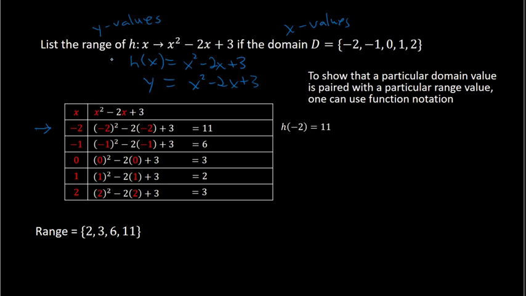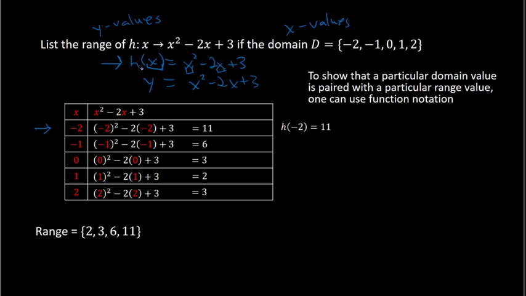Okay, remember looking right here at h of x equals x squared minus 2x plus 3. We said x was -2, right? We plugged -2 in for x. We plugged in here and here. So plugging -2 in for x, we now have h of -2. And when I did that, when I plugged -2 in, 11 was my answer.